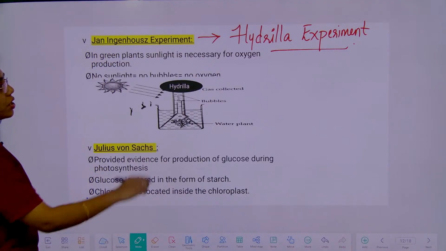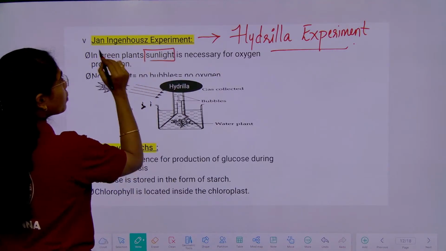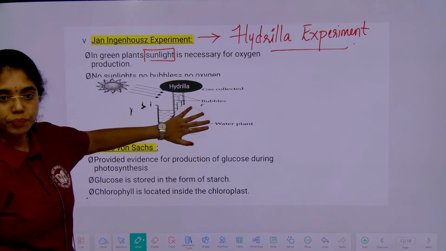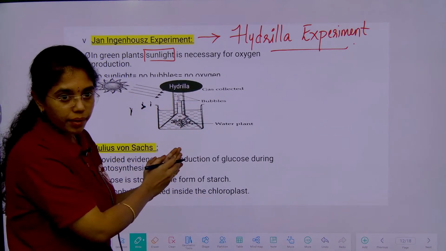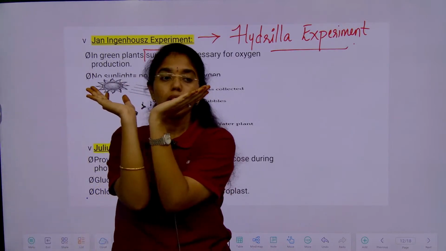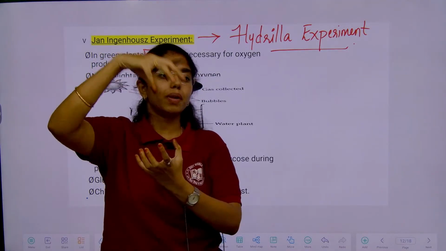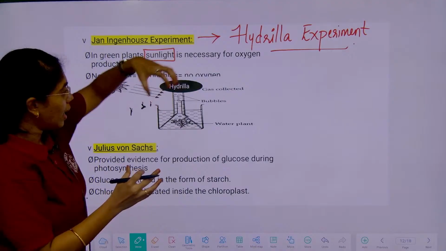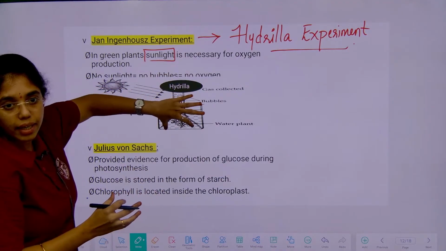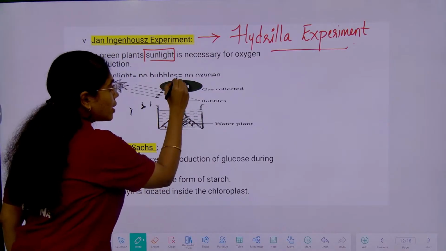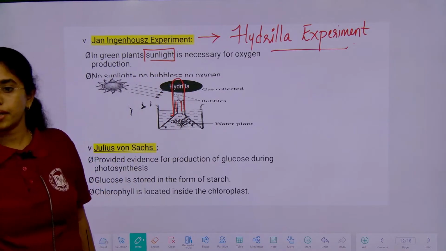In green plants, sunlight is necessary for the process of oxygen production. What did he do? Very simple. A beaker containing water and a short-stem funnel is taken. Into that funnel he placed what? A Hydrilla plant. He inverted the funnel and placed it in the beaker containing water. Over this funnel he placed a test tube and closed it completely.